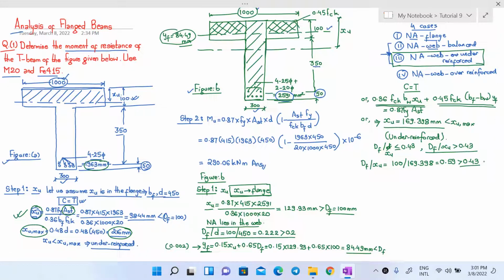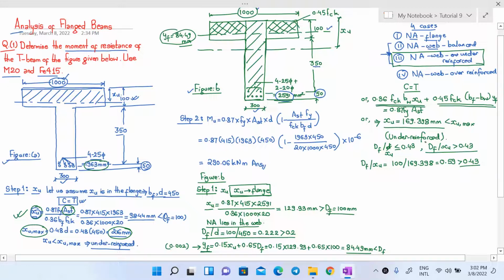Now we have to use this case when Df by Xu is greater than 0.43 to determine the moment of resistance. We have to calculate the value of yf again, and the value of yf is now given as 0.15 Xu plus 0.65 Df.